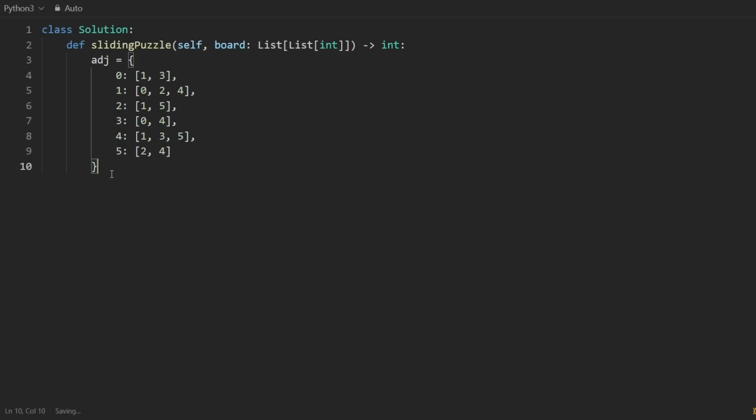So this is that mapping I was just talking about. So 0 can go to 1 and 3, 1 can go to 0, 2, 4, and then there's the rest of these. If you don't know where I'm getting these from, just try to visualize that two-dimensional matrix with 2 rows and 3 columns. And these are the indices of each. Now we want to perform a breadth-first search. So we want to get the string representation of the board or the one-dimensional array representation. And that's not too difficult to get.